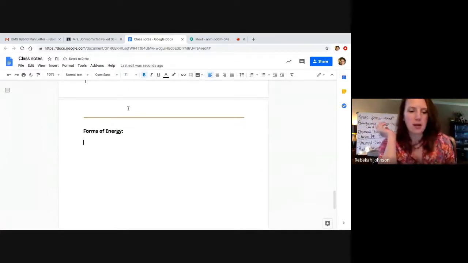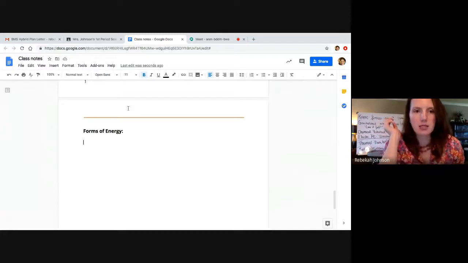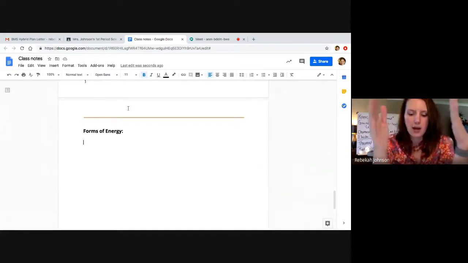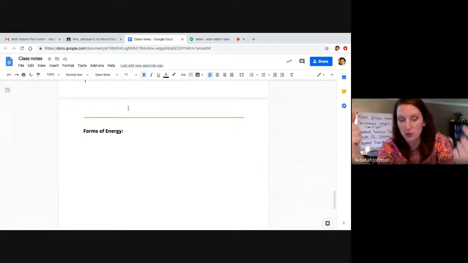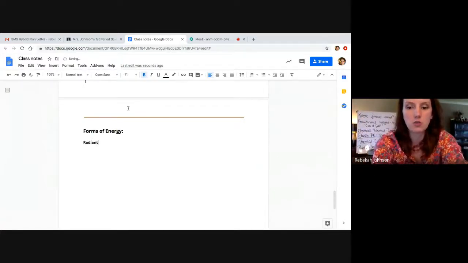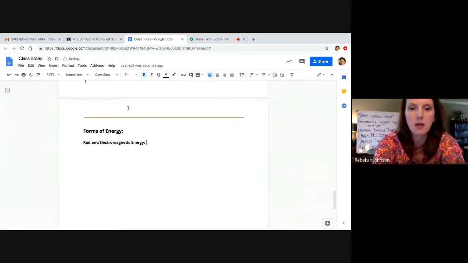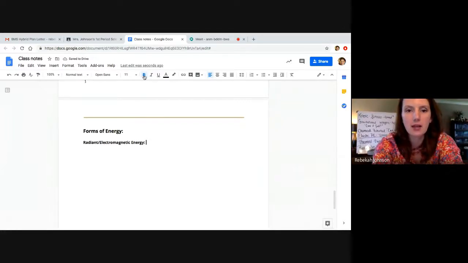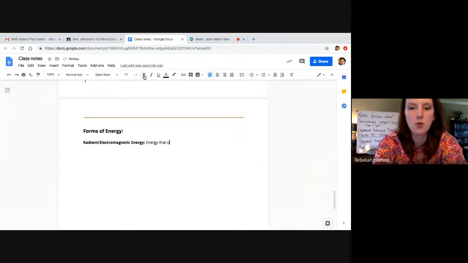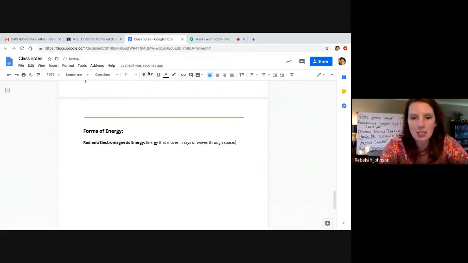So the first one that I want us to talk about is radiant or electromagnetic energy. So we're going to have electrical energy, which is one thing, and electromagnetic energy or radiant energy, which is another thing. You will see these terms used interchangeably, meaning that either one is acceptable. And radiant or electromagnetic energy is going to be energy that moves in rays or waves through space. So it's that last part, through space, that is very important to understand.